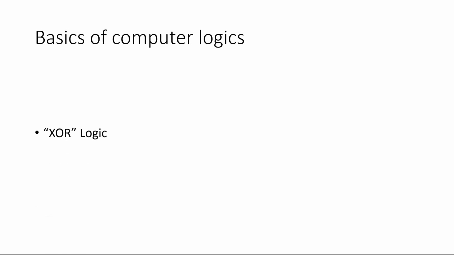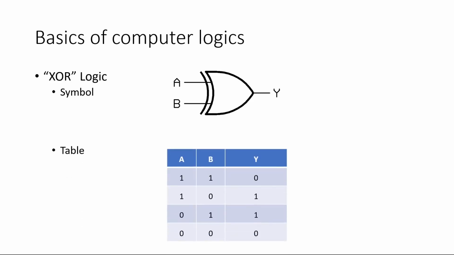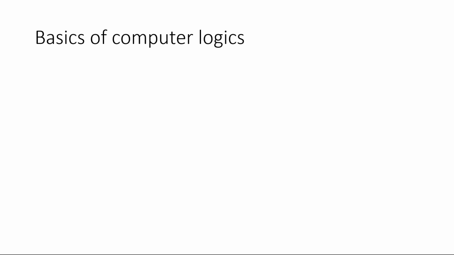Let's go to the next logic, which is XOR. Very important logic. The symbol is this, and there's a table. A is 1, B is 1, Y will be 0. If A is 1 and B is 0, Y will be 1. If A is 0 and B is 1, Y will be 1. And if A is 0 and B is 0, Y will be 0 too. As you can see, Y will be 1 only when exactly one of A or B is 1. So let's go to the next.